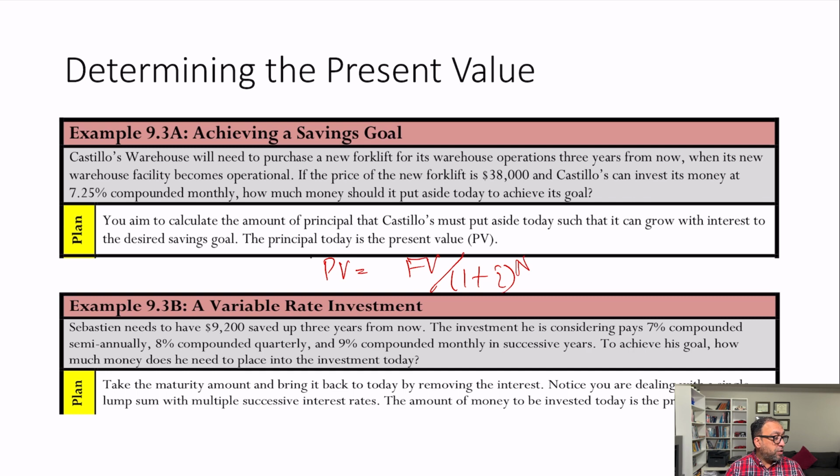Castillo Warehouse will need to purchase a new forklift for its warehouse operation 3 years from now, when its new warehouse facility becomes operational. If the price of the new forklift is 38,000 and Castillo's can invest its money at 7.25% compounded monthly, how much money should it put aside today to achieve its goal? So the future value is 38,000. The rate is 7.25% compounded monthly. What we want to know is the present value.